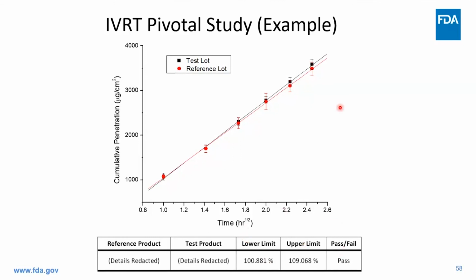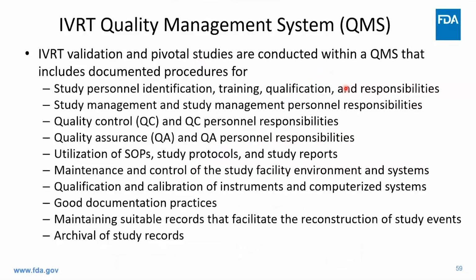And this is going to be for a well-controlled study where percent CV may be in the range of 2% CV or maybe 5% CV. And one of the wonderful things about these IVRT methods is that they can be very well controlled. But it goes beyond the scientific principles to control these. You also need to do this within a well-controlled quality management system.